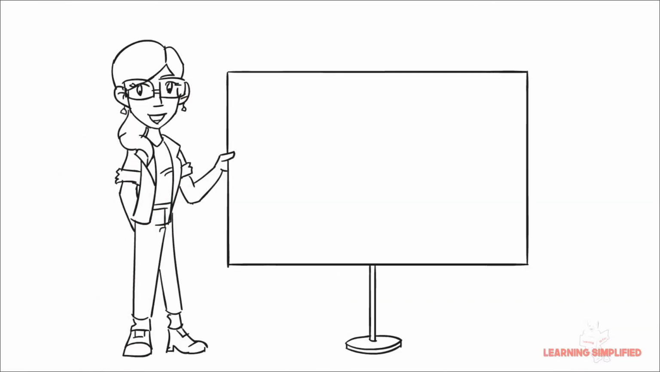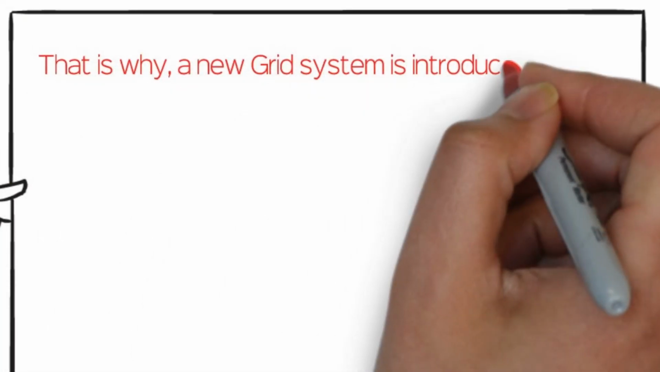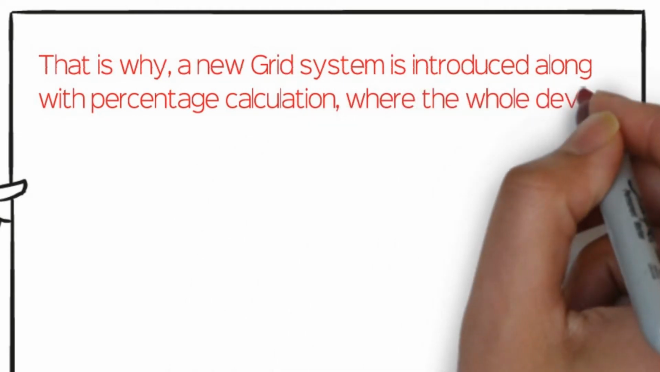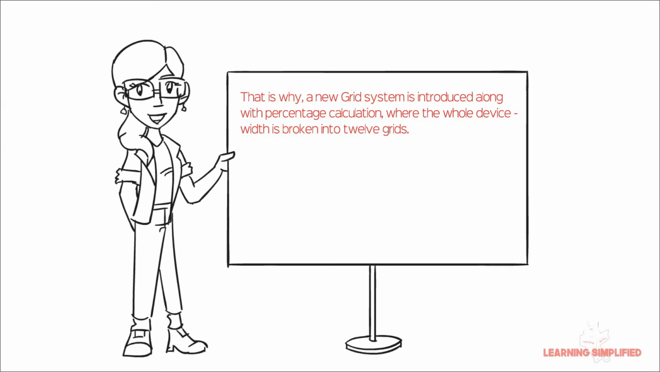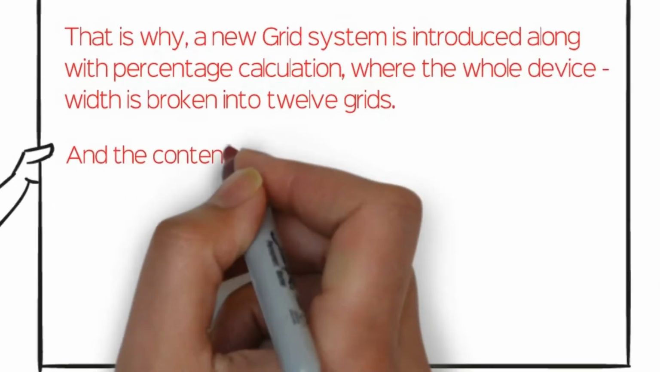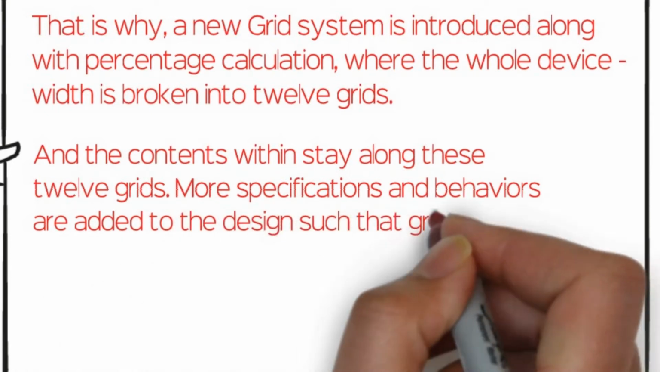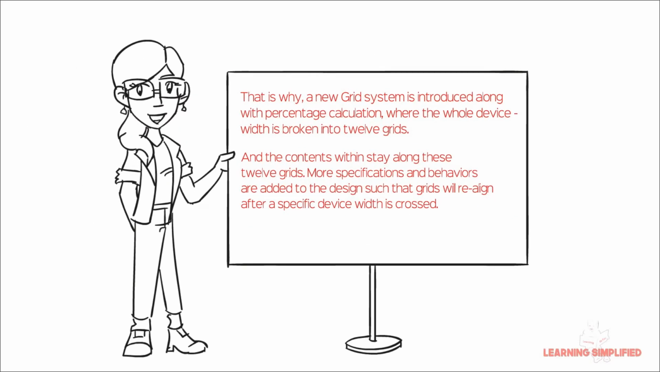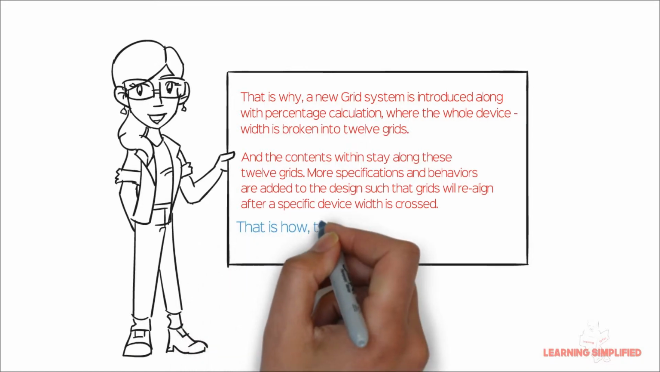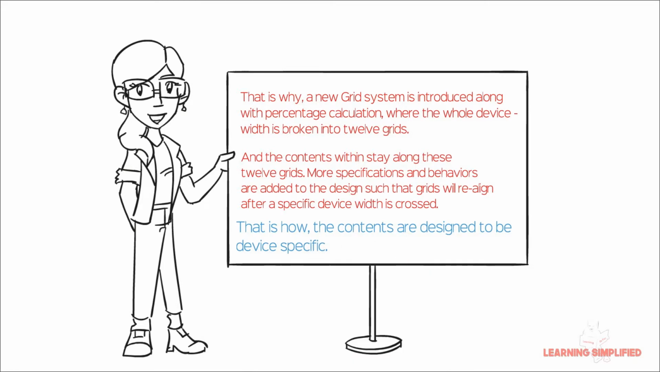Hence, to eliminate any shortcoming, we incorporated this grid system, a grid system along with this percentage calculation, where the whole device width is broken into 12 grids, and the contents within stay along these 12 grids. More specifications and behaviors are added to the design such that the grids will realign after a specific device width is crossed. That is how the contents are designed to be device specific.